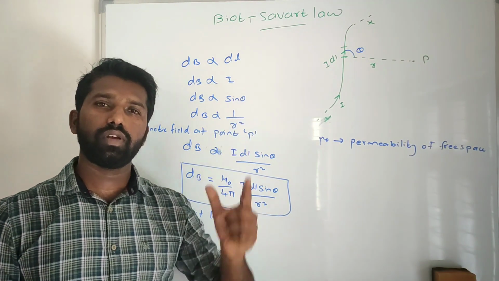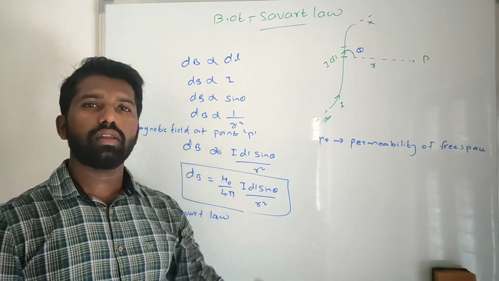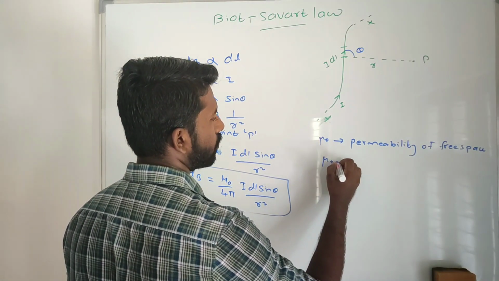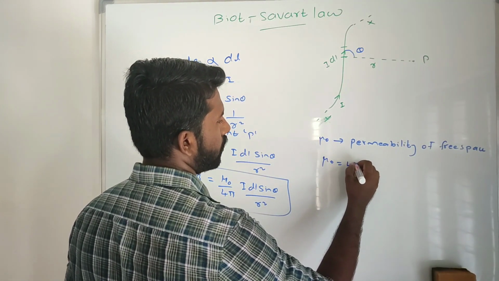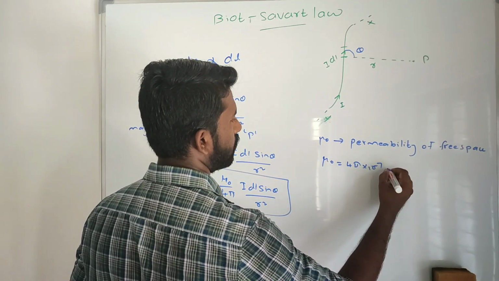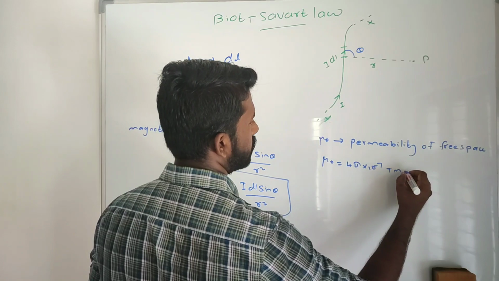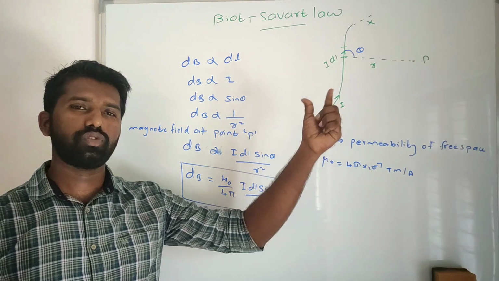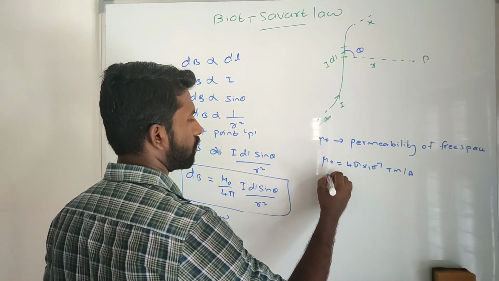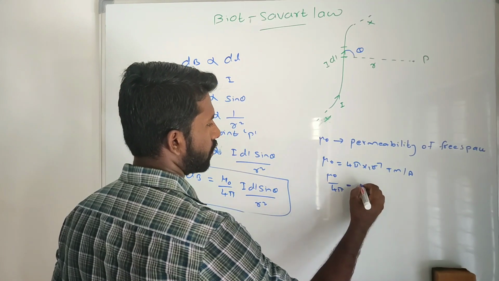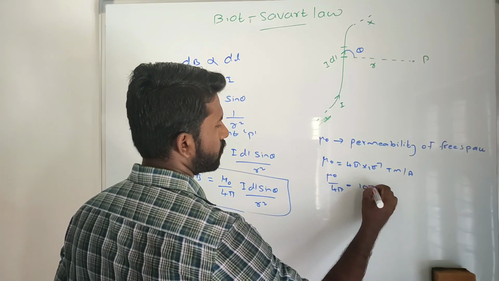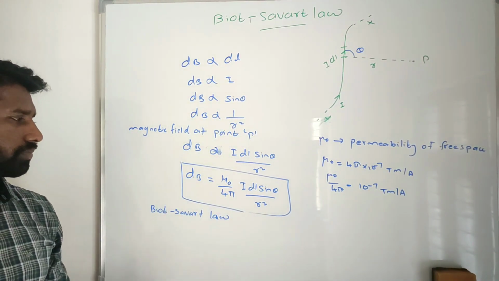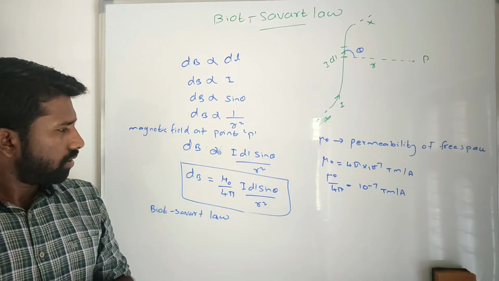What is permeability of free space? It is the ability of a vacuum to allow magnetic field lines to pass through it. The value of mu 0 is 4 pi into 10 power minus 7 Tesla meter per ampere. So from this, mu 0 divided by 4 pi, the 4 pi cancels, and you get 10 power minus 7 Tesla meter per ampere. This is the Biot-Savart law.